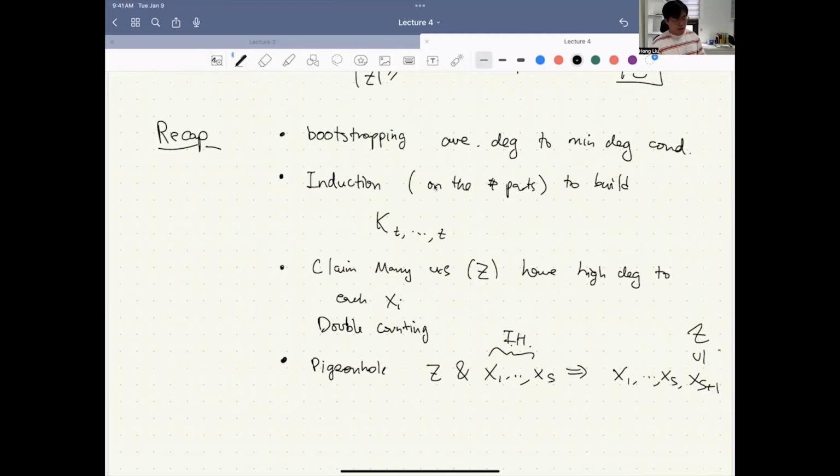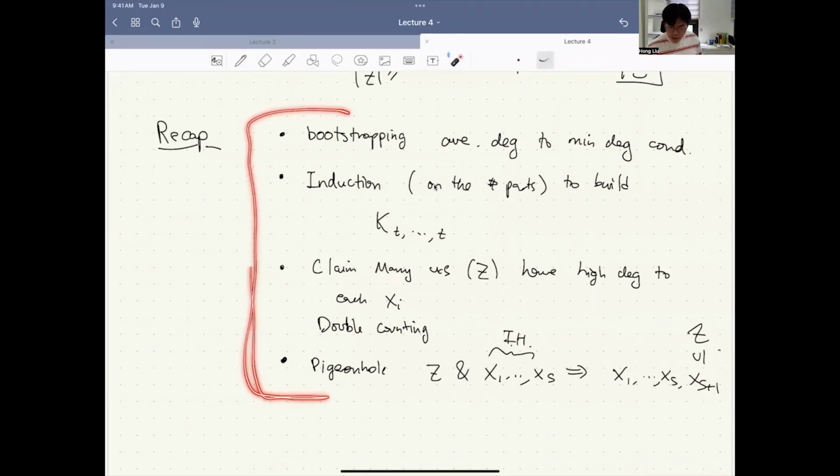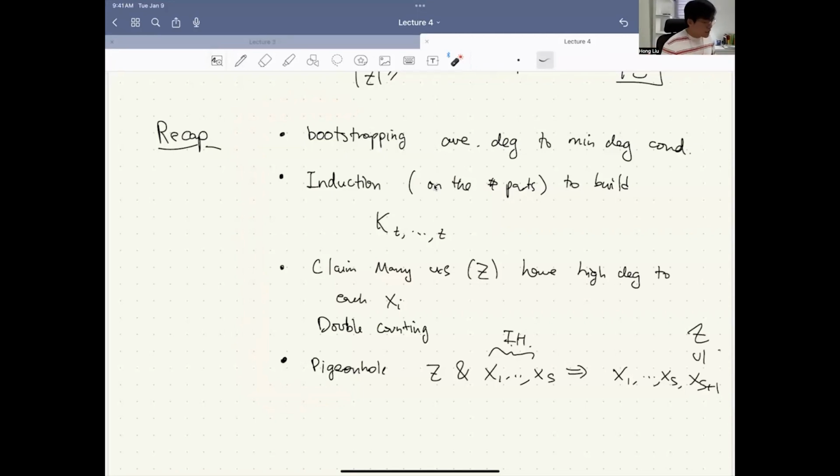I spent a little bit more time than necessary to explain this proof because this is probably the first proof that's slightly non-trivial, not that short, and combining several ingredients. So last time I wanted to mention an application of Turán's theorem, which I forgot to. So let's do that now.